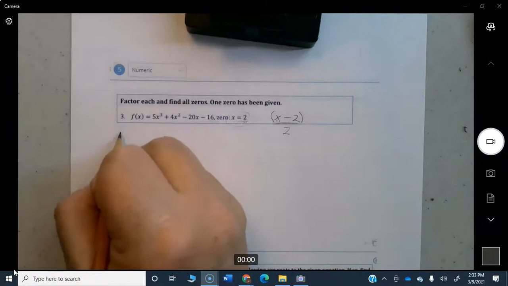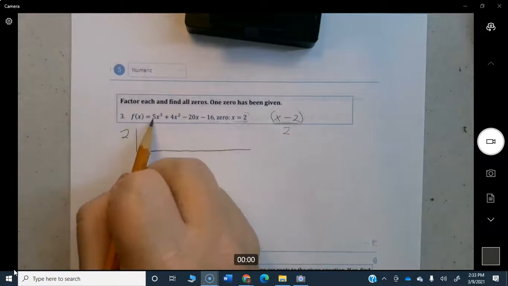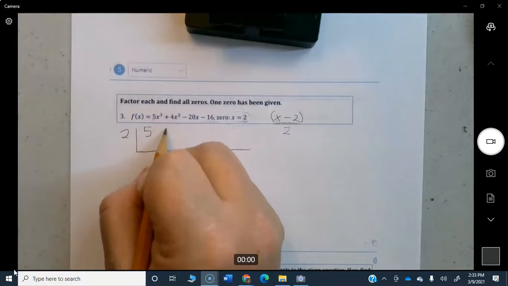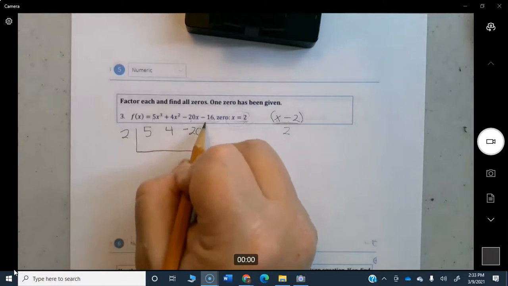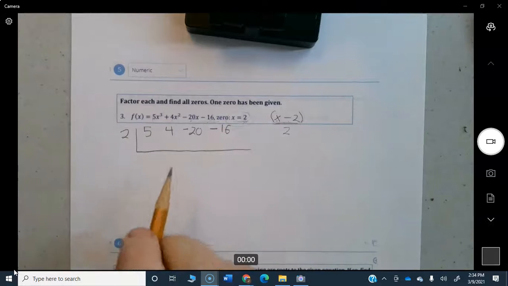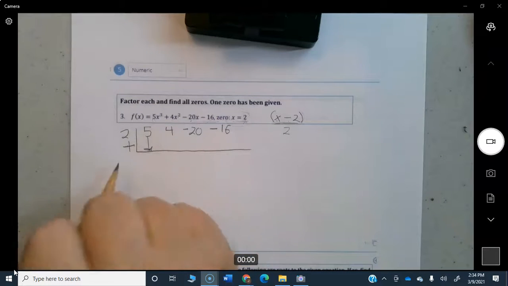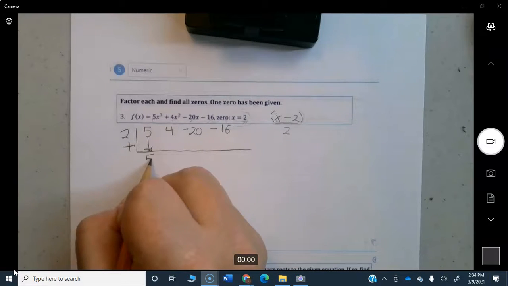So I'm going to put the 2 here, and I'm going to do synthetic division of this. So it's 5x to the third, so that's a 5. 4x squared, that's a 4. Negative 20. And negative 16. Okay? And now it's a plus. Remember, you're going to add this. So the first one you pull down. Again, this is going back to lesson 2.03, the last lesson before this one. So you pull the 5 straight down.